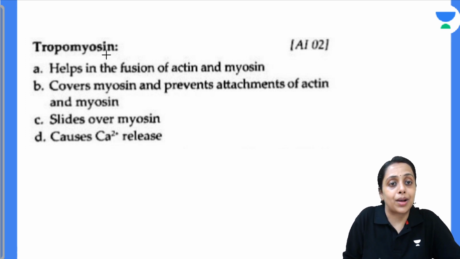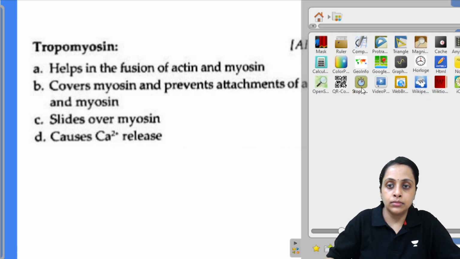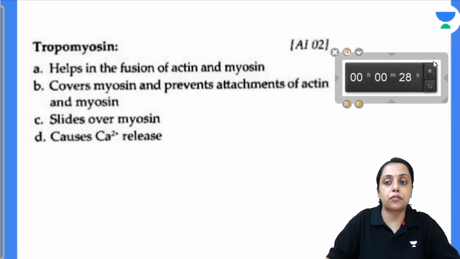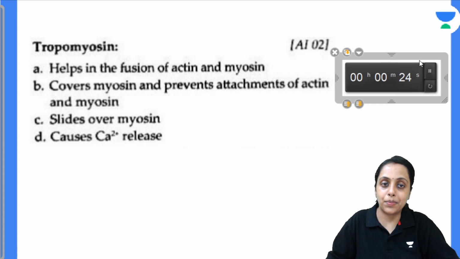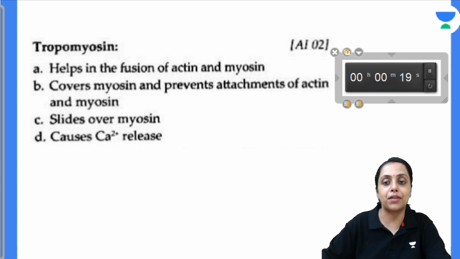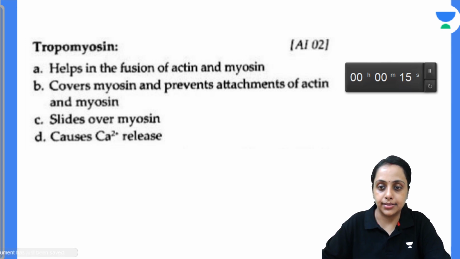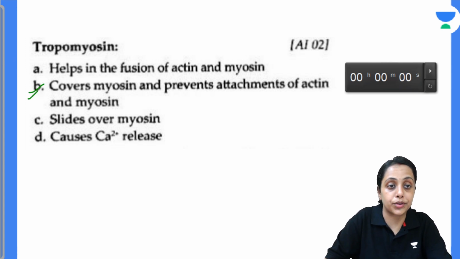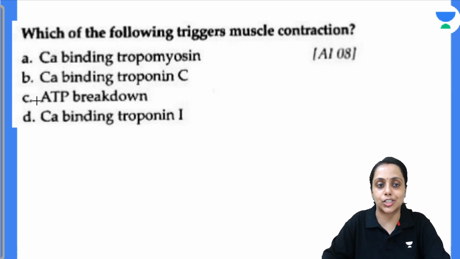Coming to the next one. Which of the following statements is true regarding tropomyosin? It helps in fusion of actin and myosin; it covers myosin and prevents attachment of actin and myosin; it slides over myosin and causes calcium release. Tropomyosin is going to cover the myosin binding site and prevent attachment of actin and myosin. Very true.